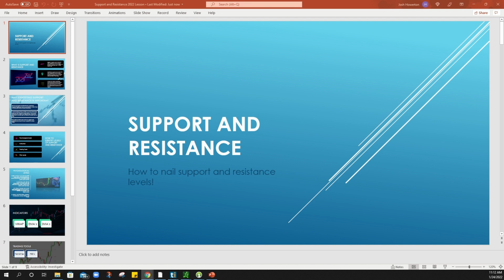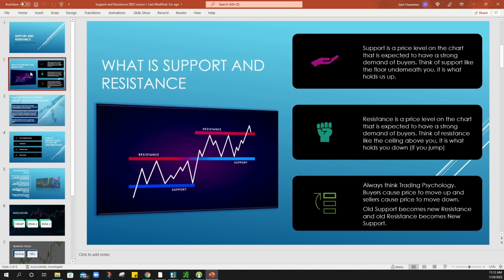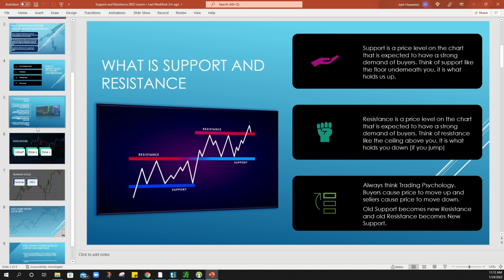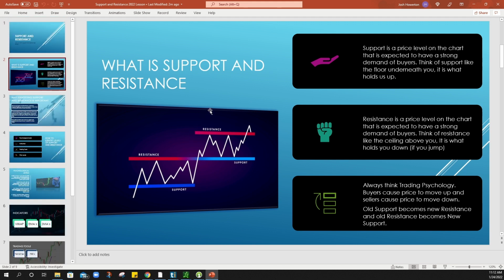We're going to walk you through the steps on how to nail support and resistance levels. So let's not waste any time, team. Let's go ahead and dive into it. As always, we start with the basics and we work our way up. So what is support and resistance?